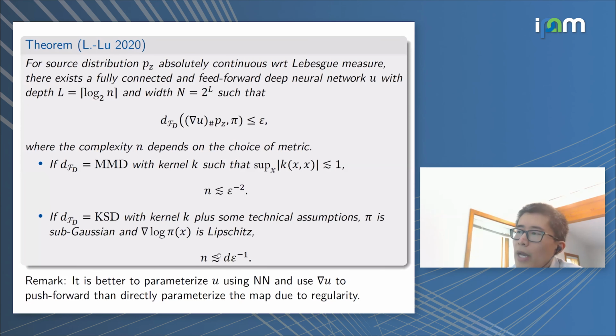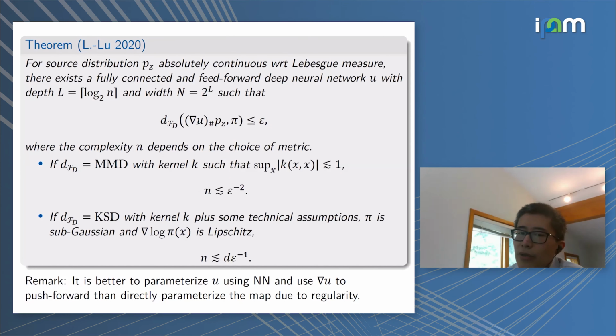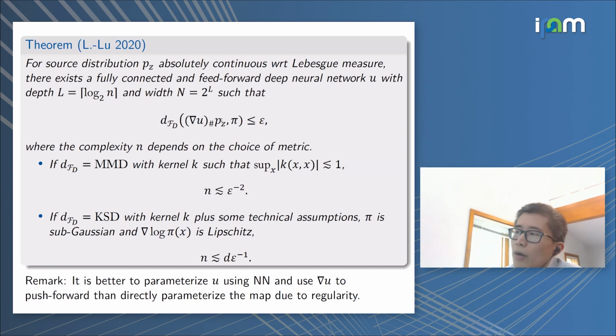And for people that are familiar with GANs, one question that may come up is that here I'm using the gradient of the neural network to push forward things instead of the neural network itself. The reason for doing that is simply because U has better regularity. You can think of the following very easy example. Suppose that our PZ is just a uniform distribution on the interval from 0 to 1, while our target distribution is 2 Dirac points.